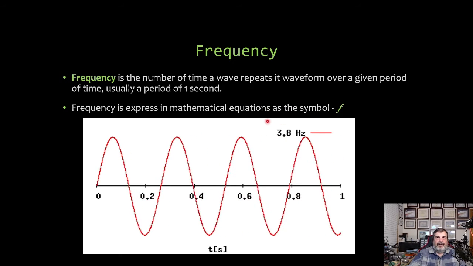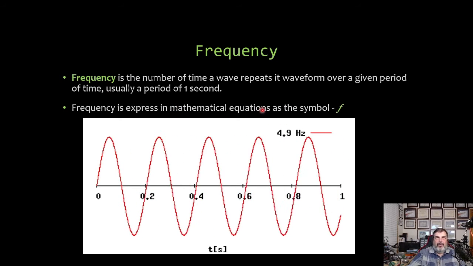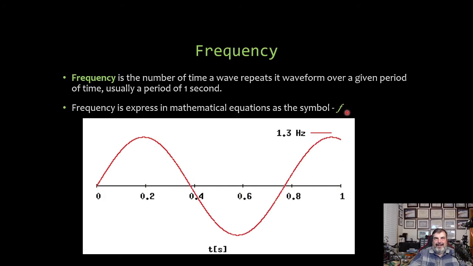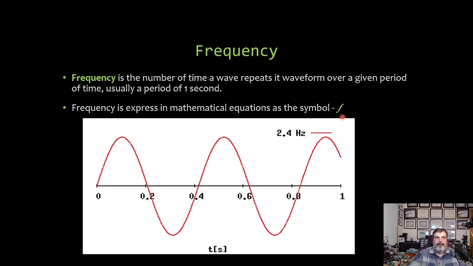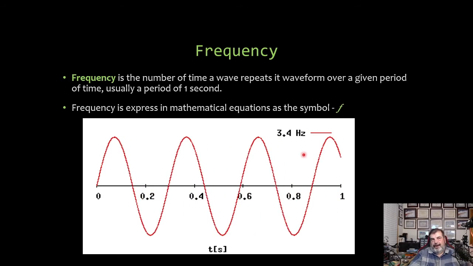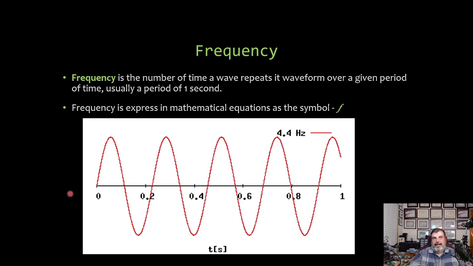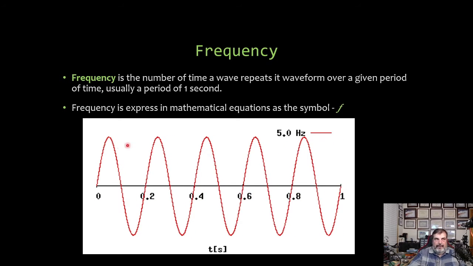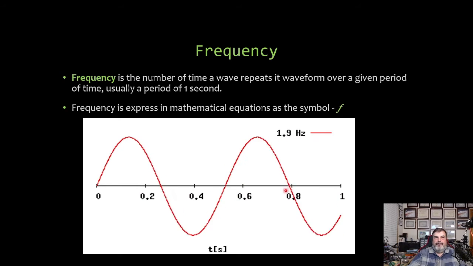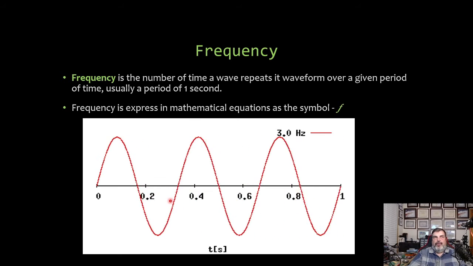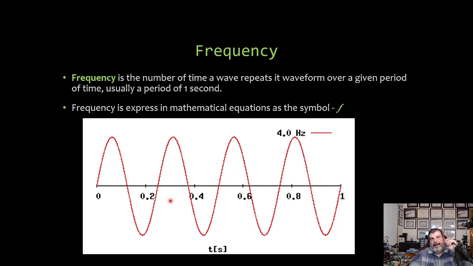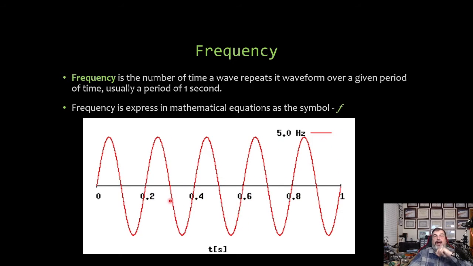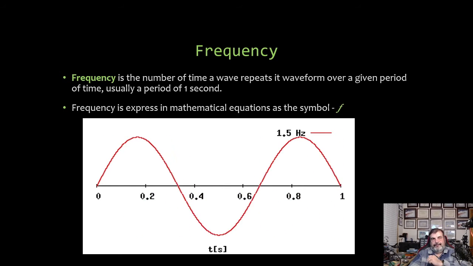We express this in our mathematical equations as a symbol, italic lowercase f. So when you hear me call it f, it's frequency, okay? And again, this is time flowing this way, and this is our waveform. Just know that frequency is the number of times that waveform is repeated in 1 second, measured in hertz.